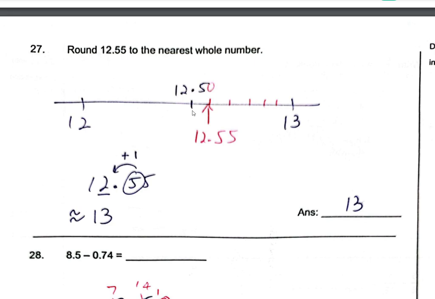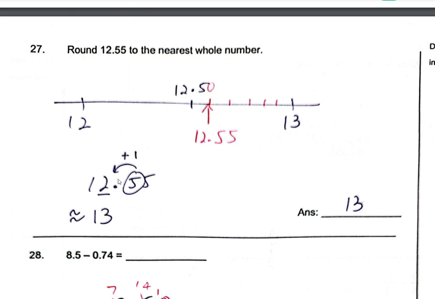Once a number is at the midpoint, which is 12.5, or greater, it is nearer to the larger whole number. If the number is, let's say, 12.4, you'll be here, right? 12.4 will be nearer to the whole number that is smaller than it. Using a number line is one way to understand this rounding off idea.